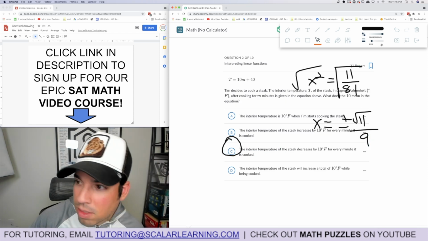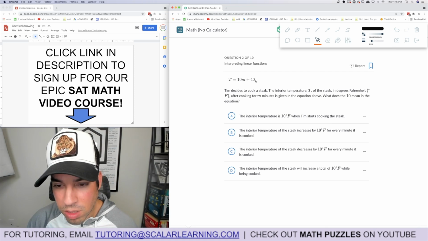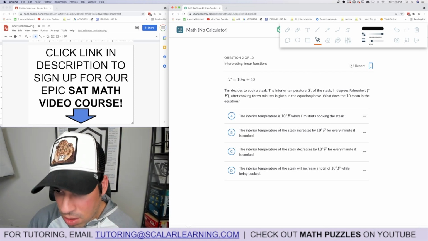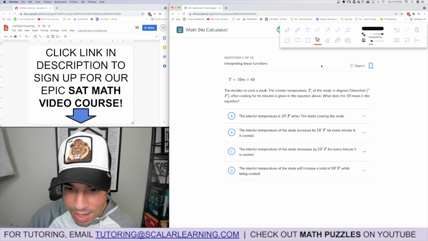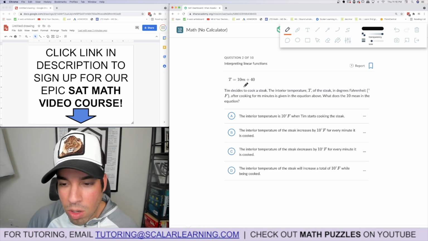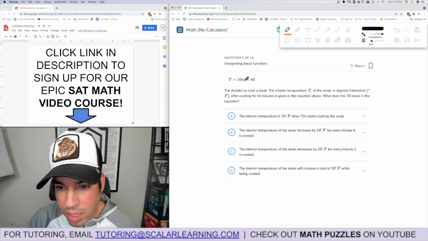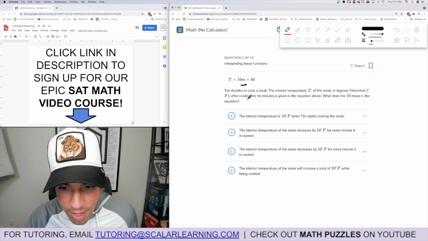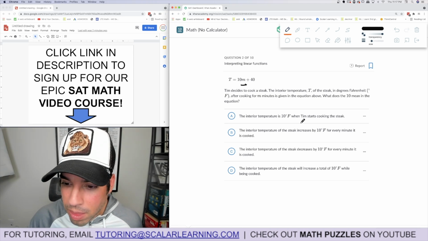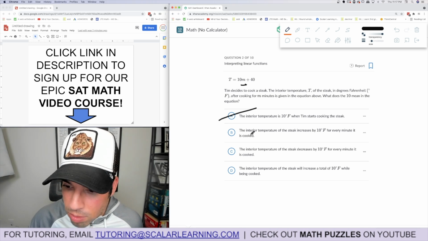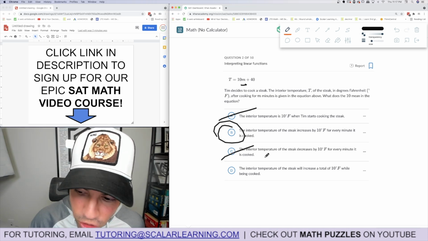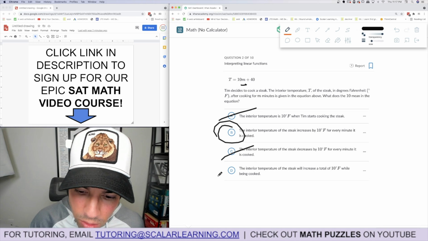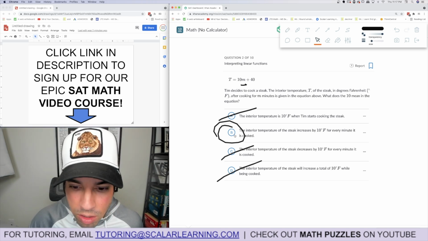Boom, done. Next. T equals 10m plus 40. Tim decides to cook a steak. The interior temperature T of the steak in degrees Fahrenheit after cooking for m minutes is given in the equation above. What does the 10 mean in the equation? Well, it looks like the temperature is going up. What is m? Minutes. It's going up 10 degrees. It's the slope. It's going up 10 degrees every minute. Nope, that would be 40. Temperature of the steak increases by 10. B is the winner. 10 decreases? Nope. I'm just checking them anyways. Will it increase the total? Nope, that doesn't make sense. This is a standard linear equation.